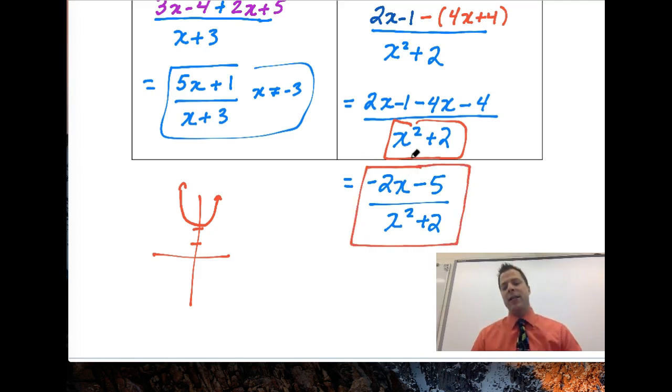So that's how to add and subtract rational expressions when you have a common denominator. Video 2 will go a step further when we have an uncommon denominator.